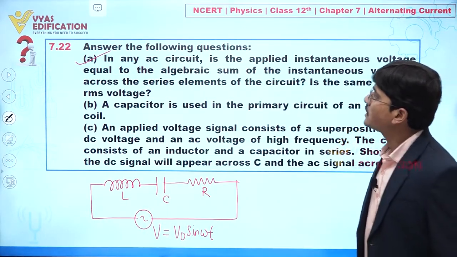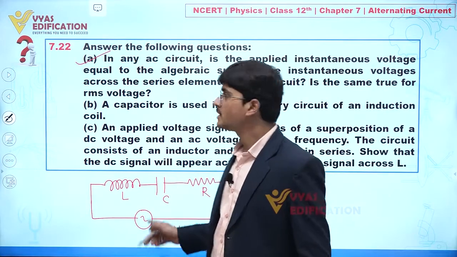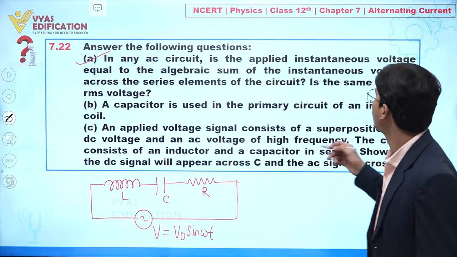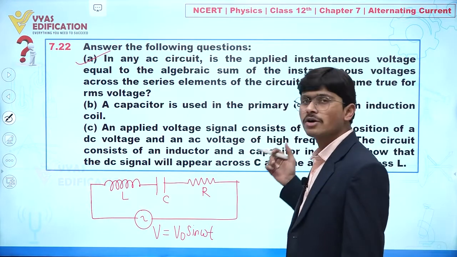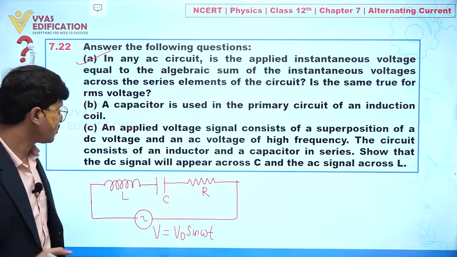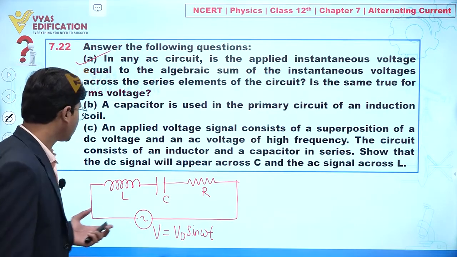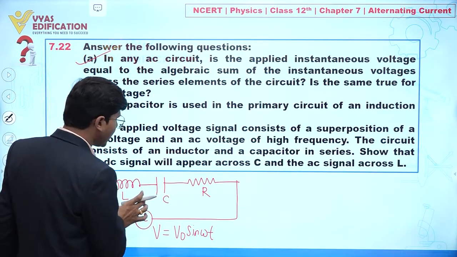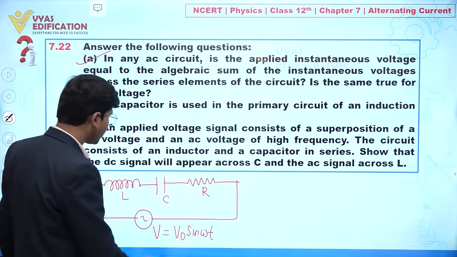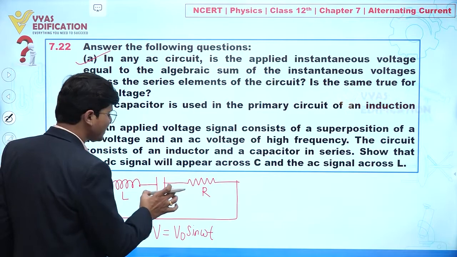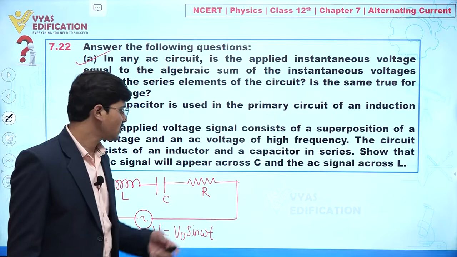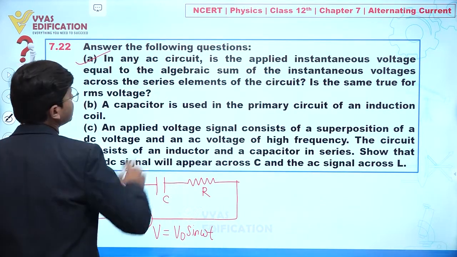So in this AC circuit, is the applied instantaneous voltage equal to the algebraic sum of the instantaneous voltages across the series elements of the circuit? Definitely, whenever we talk about instantaneous voltage, it will be distributed across L, C and R, clear? And at a particular time, the value of V should be equal to the sum of the potential across L, potential across C and potential across R, clear? So I can say this statement is correct.